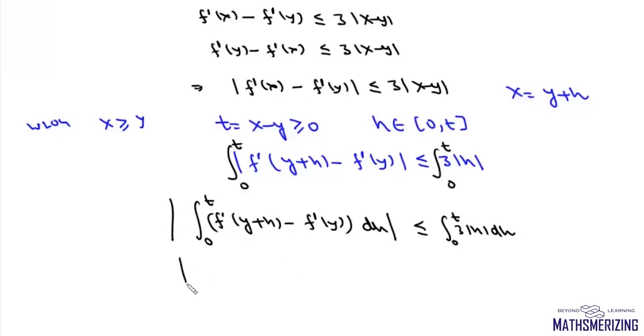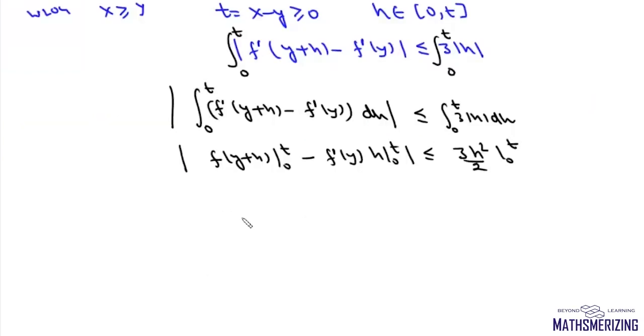Now if we integrate this function, we'll get f y plus h from 0 to t minus f dash y into h from 0 to t is less than or equal to 3 into h square by 2 from 0 to t, and it'll be mod f y plus t minus f y minus f dash y into t will be less than or equal to 1.5 t square.